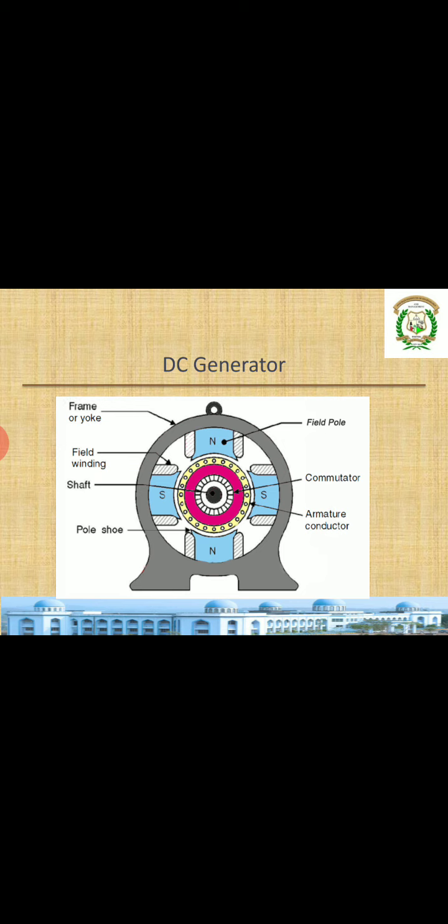Let us come to the DC generator. As we know, transformer is a static device. Coming to the generators, these are rotating devices. In rotating devices, mainly two things: one is stator, another one is rotor. Stator is a stationary device and rotor is a rotating device. In DC generators, armature is rotating and field is stationary. Field produces the fluxes and armature cuts the flux, and EMF is induced in the armature.